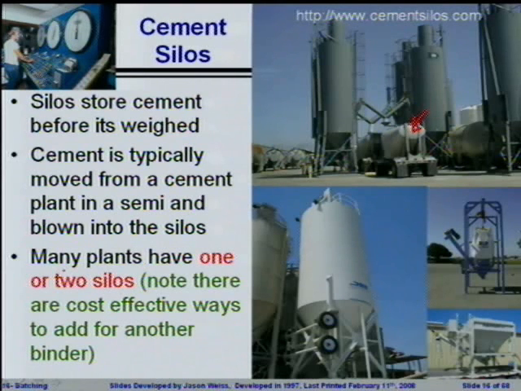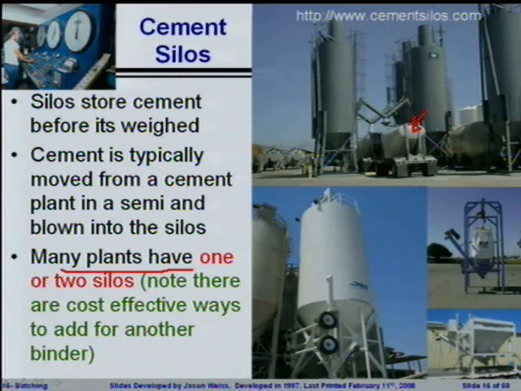There are a few things that I will point out here. Much like aggregate bins, many plants will have 1 or 2 silos. Now, what is the practical implication of this? It's kind of like going to your favorite bar. You may wish that they had 75 beers on tap, but they have 2 on tap. And if you want anything else, you're going to take it out of the bottle.